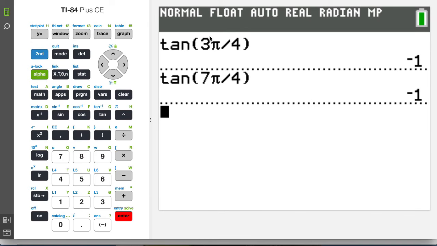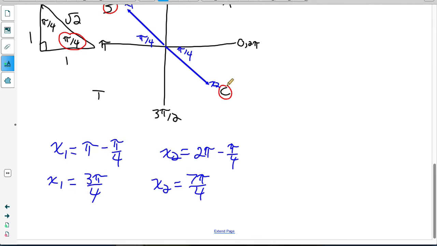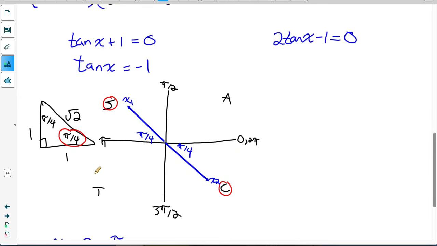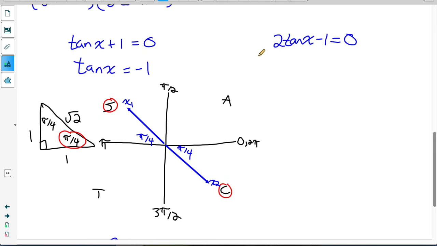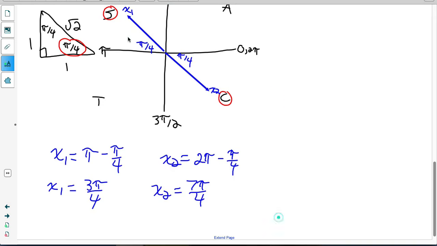So notice that both tan of 3 pi over 4 and tan of 7 pi over 4 both have a tan ratio of negative 1, and both of those angles are between 0 and 2 pi. So we have found two answers to this equation already. And that's just from this first factor being equal to 0. How about the second factor being equal to 0? Let's solve this one over there, and let me just move some of my work from the other part over.